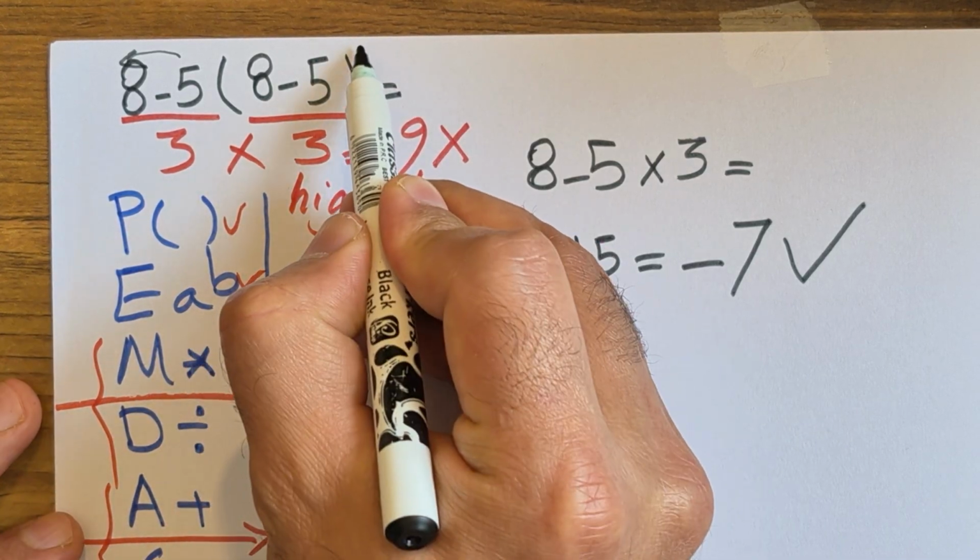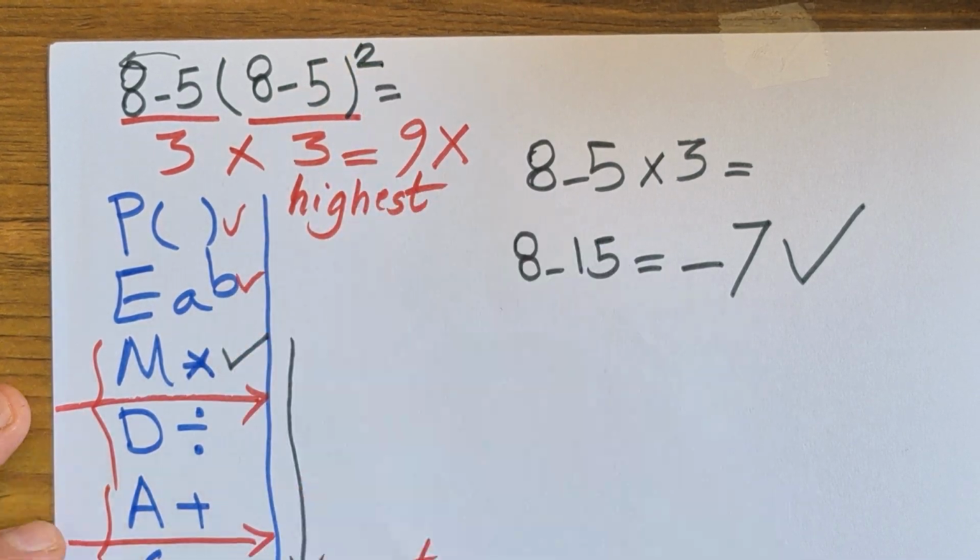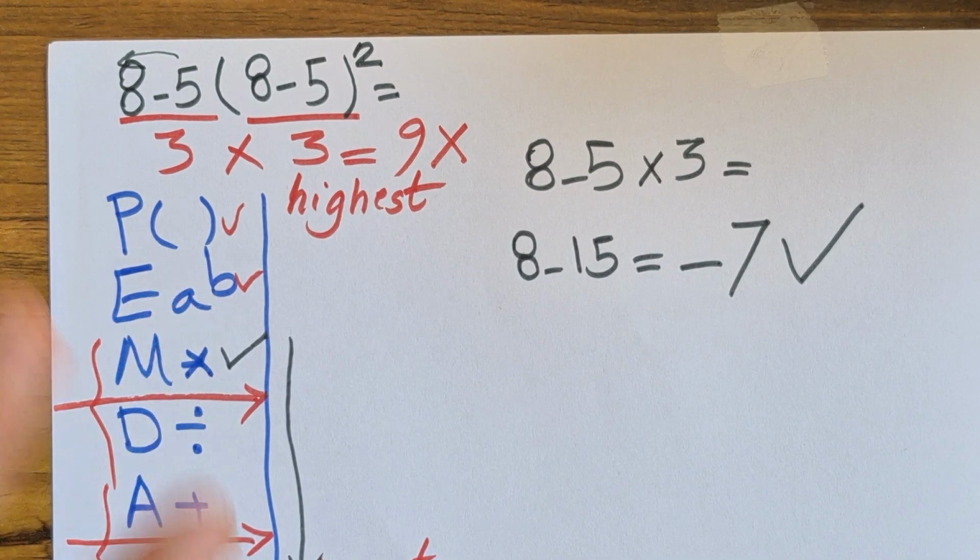For your homework, what would the answer be if we had 8 minus 5 inside the parentheses, squared?